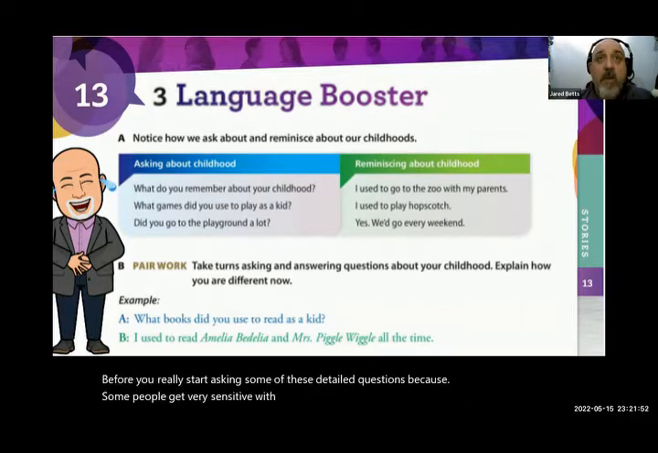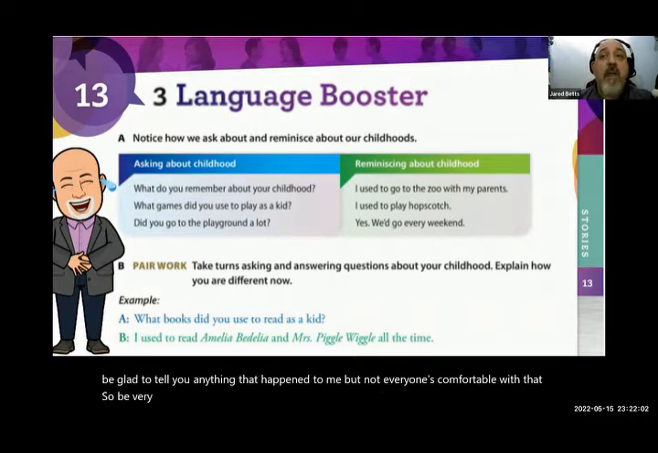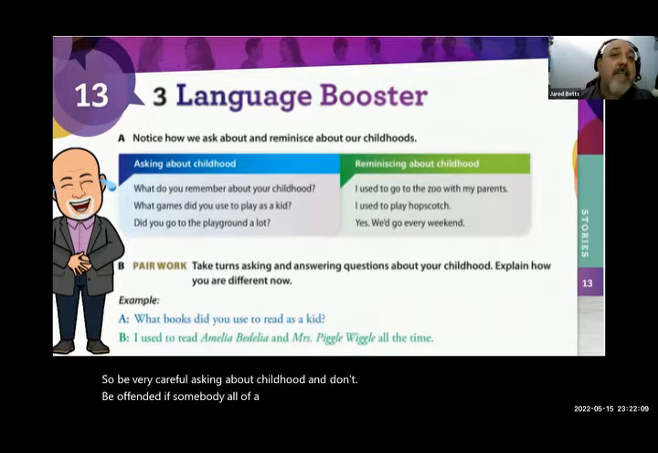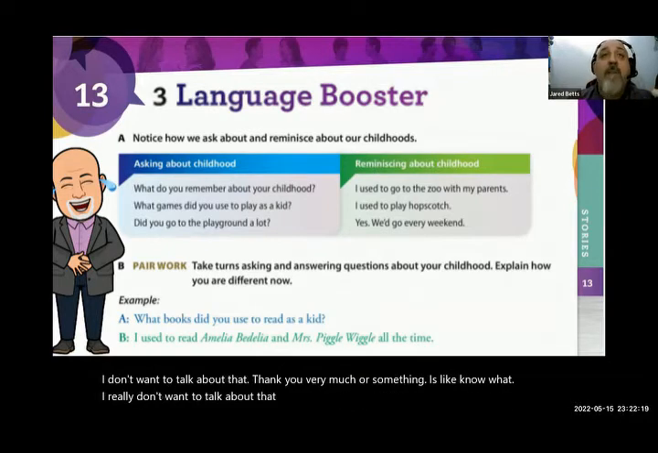Not everyone. You can ask me about my childhood. I'll be glad to tell you anything that happened to me. But not everyone's comfortable with that. So be very careful asking about childhood. And don't be offended if somebody all of a sudden says, you know what? I don't want to talk about that. That's perfectly good. Back away from it.